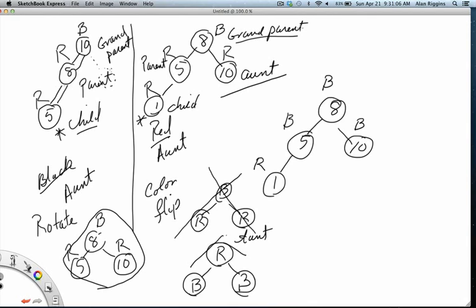A useful way to help remember this is to think of families that you may know. The scenario goes like this. The kid gets in trouble. Dad is useless. Grandpa has to come along and clean up the mess. That's an easy way to remember the situation. It's Grandpa's responsibility to clean up the mess. So Grandpa either rotates or does a color flip to clean up the mess and restore the red-black tree to a legal condition.